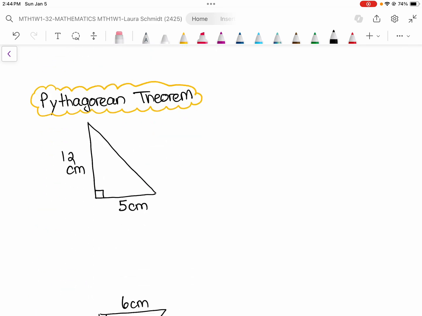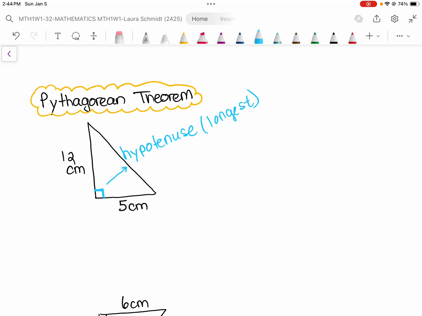Okay, we also talked about the Pythagorean theorem, and that's where you have a right angle triangle, a 90-degree triangle. This side is always the hypotenuse. It's always the longest side. It's across from the 90-degree angle. And it's always the longest, always.